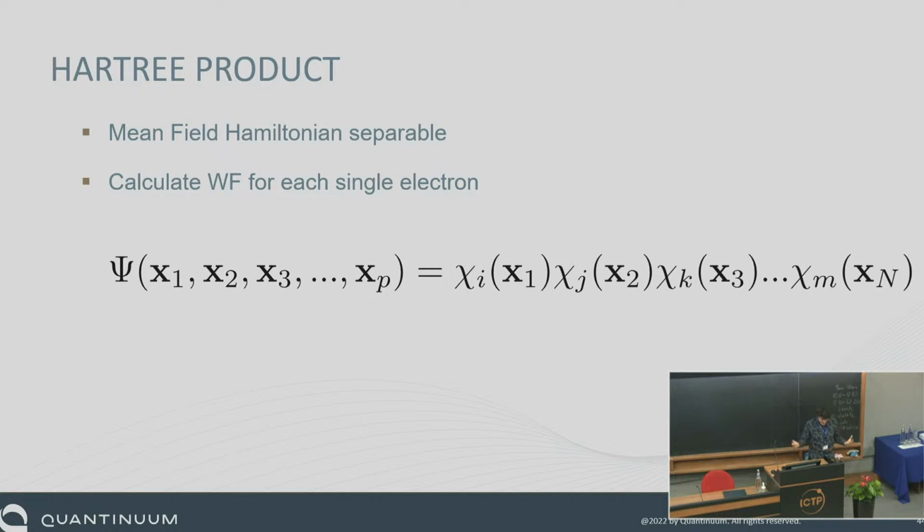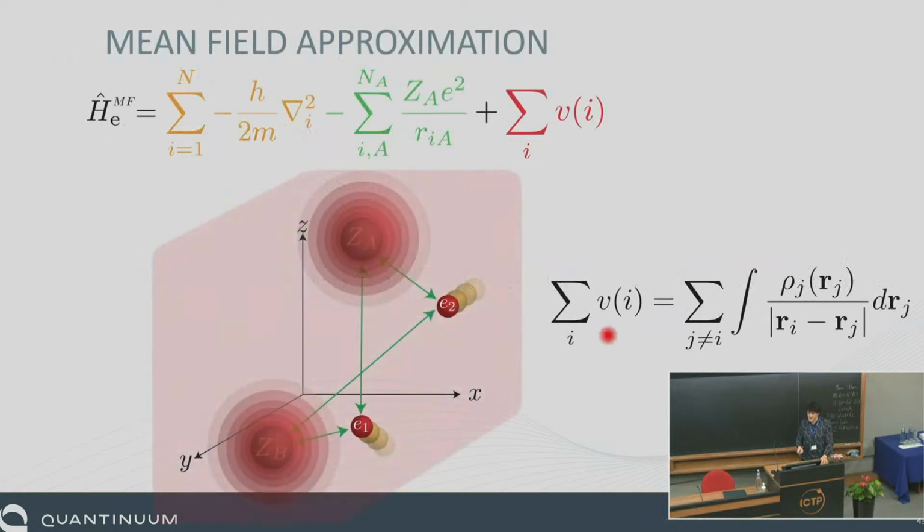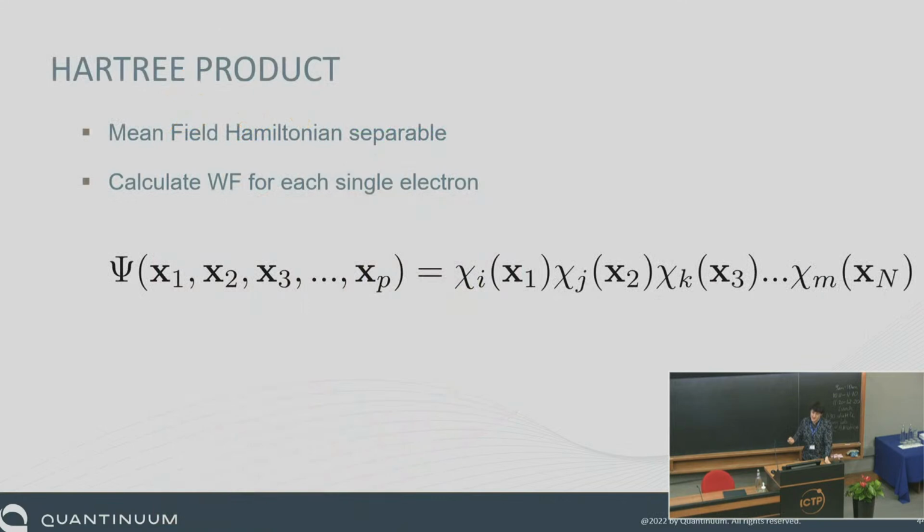So now we have this term, which is essentially, if you notice, we've integrated out all the variables here. So once we have the density, it's just a constant. So let's assume we have the density for now. Then we can solve this mean field Hamiltonian with the separable methods that we had before.